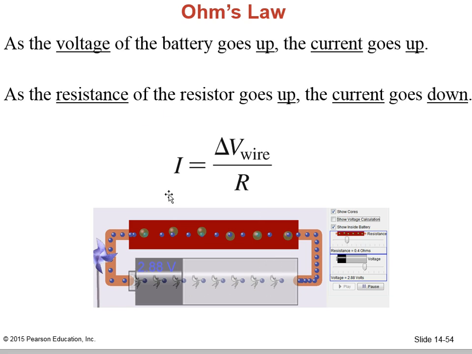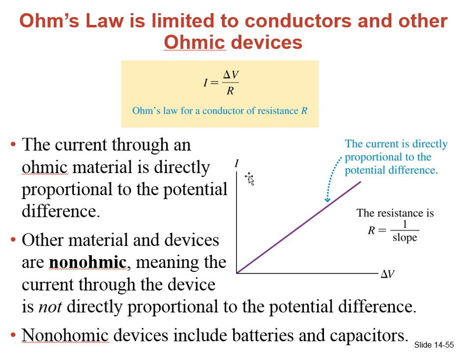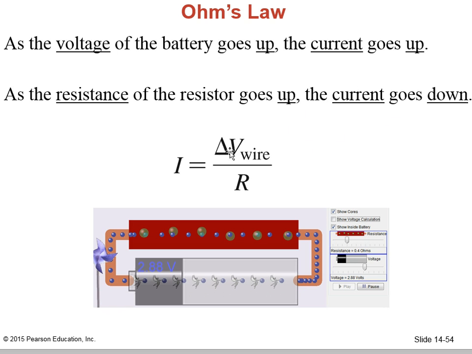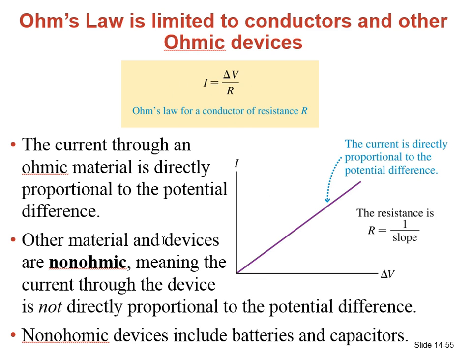Ohm's law is that the current is equal to the voltage drop divided by the resistance, and you can go through all sorts of thoughts. As the voltage goes up, the current goes up. Voltage goes down, current goes down. Resistance goes up, current goes down, because they're inversely related, and so on.